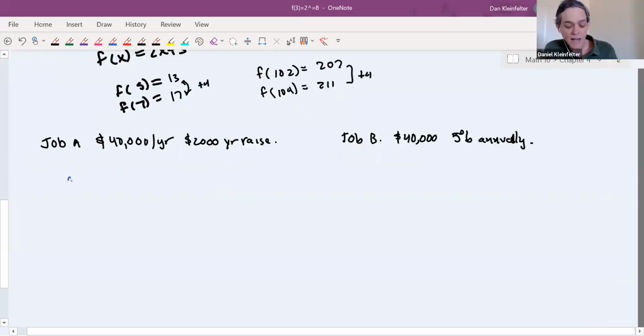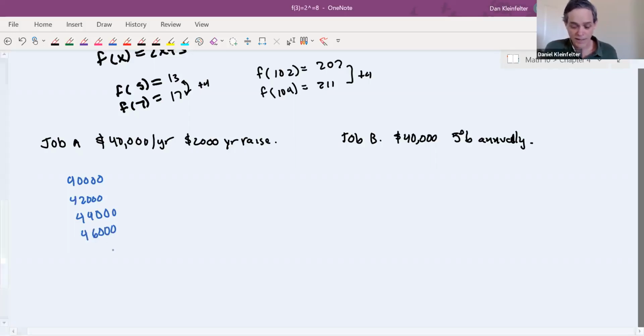For job A, you'll make $40,000 in the first year. Then you'll get a $2,000 raise and make $42,000 in the second year. And then another year will go by and you'll be making $44,000 in that third year. One more year goes by, you'll be making $46,000. Okay, so we could figure it out. I'll leave it to you to figure out, after you've been there 20 years, how much are you going to be making?